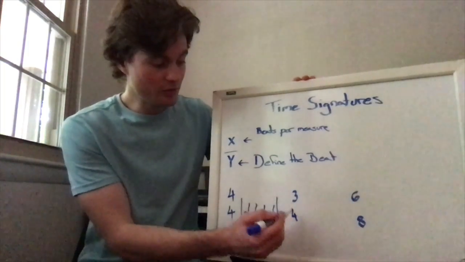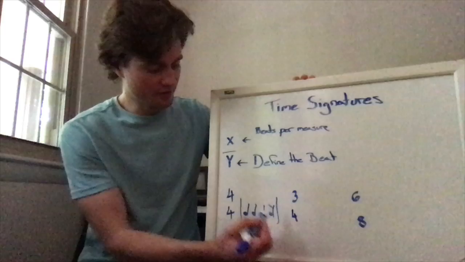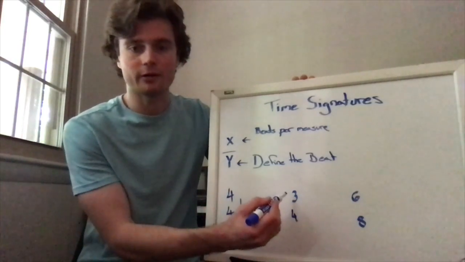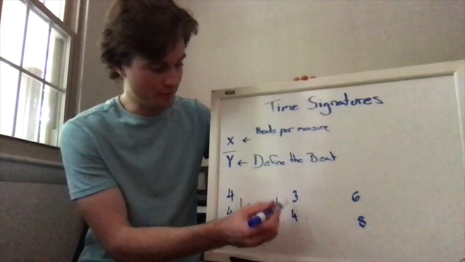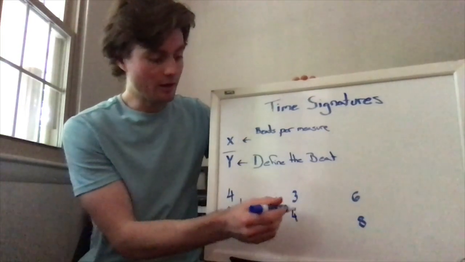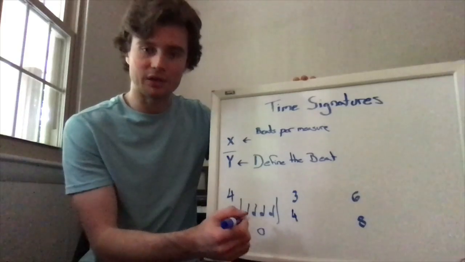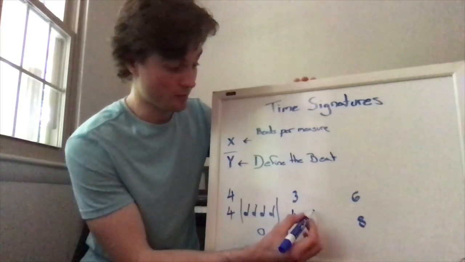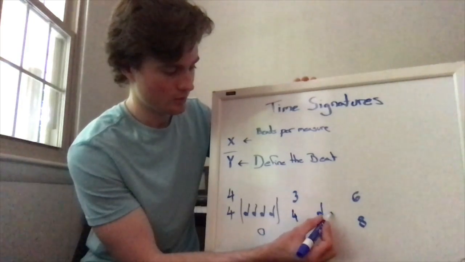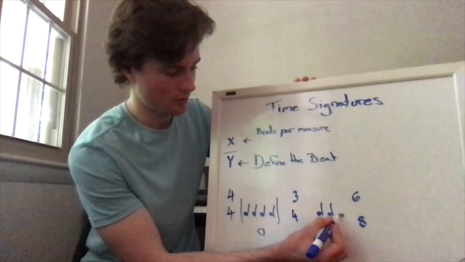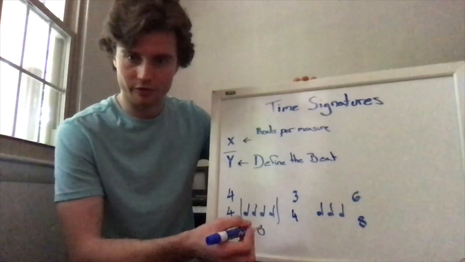So here we have 3/4. What we can see is that the top, the numerator, has changed, but the denominator is still 4. So we're going to have now 3 beats in the measure, and the quarter note is still going to get the beat. So a measure of 3/4 is going to be 1, 2, 3 quarter notes.